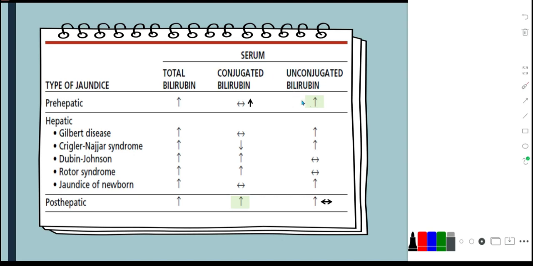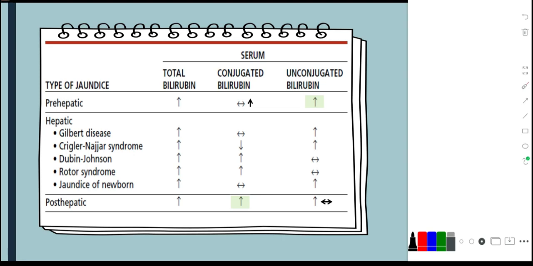And guys, I highlighted here for both your prehepatic and posthepatic yung major type of bilirubin that increases in this case. So prehepatic, again, is associated with accumulation of unconjugated bilirubin. That's why unconjugated bilirubin is also termed as the prehepatic jaundice bilirubin. For posthepatic naman, yung major type of bilirubin that increases in the circulation will be your conjugated bilirubin. That's why your conjugated bilirubin is also termed as the posthepatic jaundice bilirubin or the obstructive type of bilirubin.